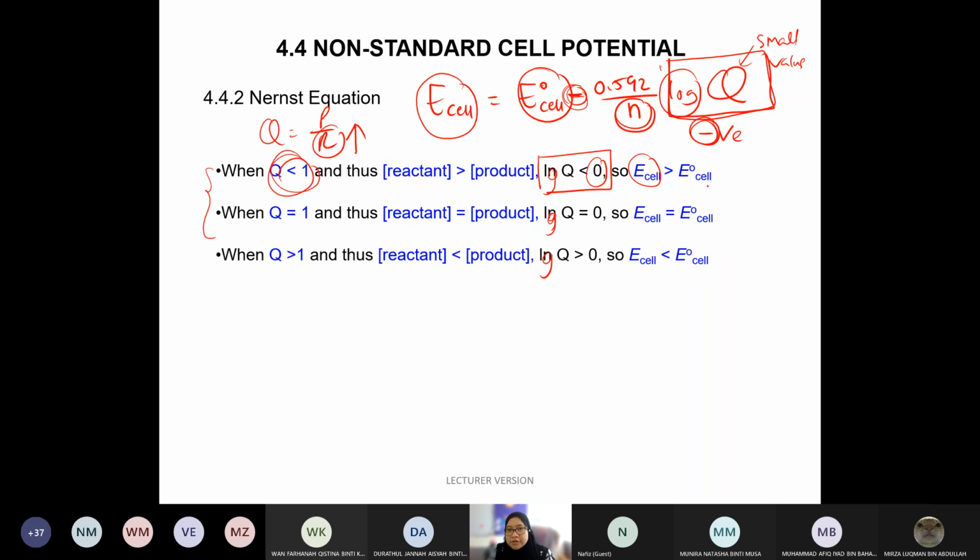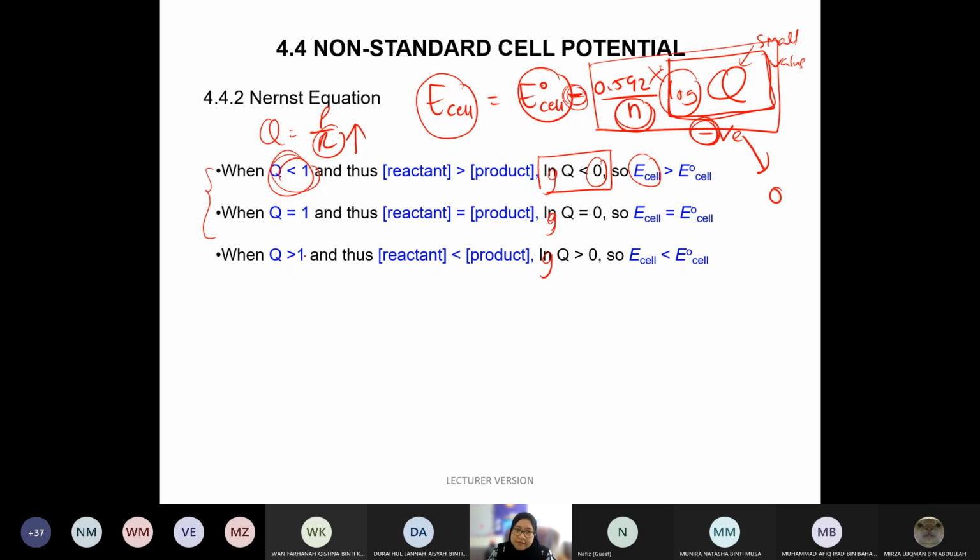Okay, that's the conclusion of it. So boleh play around lah. What if the Q is equal to 1? That means the concentration of reactant and product is almost the same, and the value will be the value of log Q. When you log 1, you get 0. So at the end of the day, this value you akan dapat kosong. Betul tak? Sebab you times dengan kosong, kan ni operasi darab kan? So E cell is equal to E naught cell.